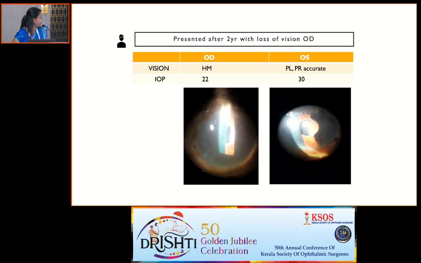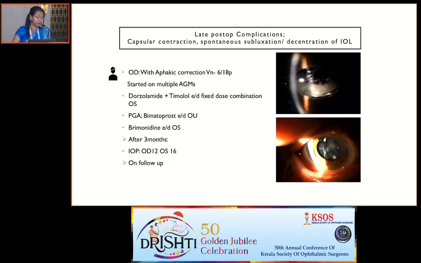As you can see in the right eye, what had happened was there was a spontaneous dislocation of the IOL in the back. The left eye vision had dropped to PL and IOP was 30. So this is a late post-op complication in these patients. You can have capsular contraction or fibrosis, you can have spontaneous subluxation or even decentration of the IOL.